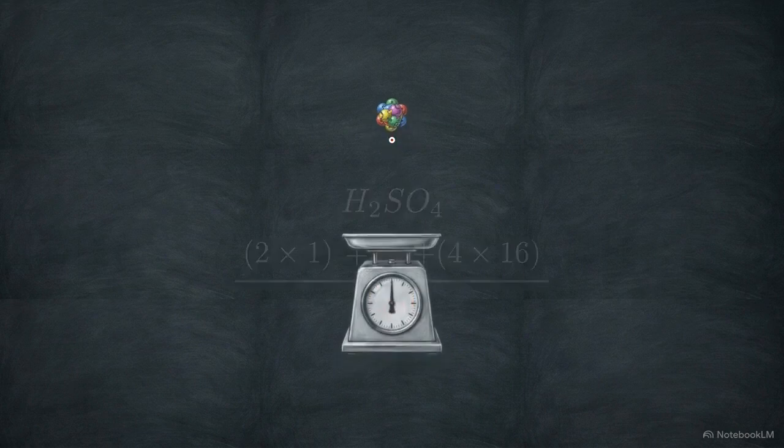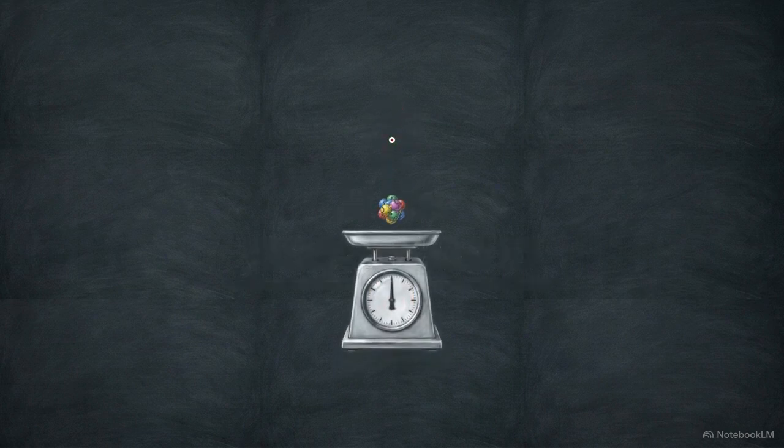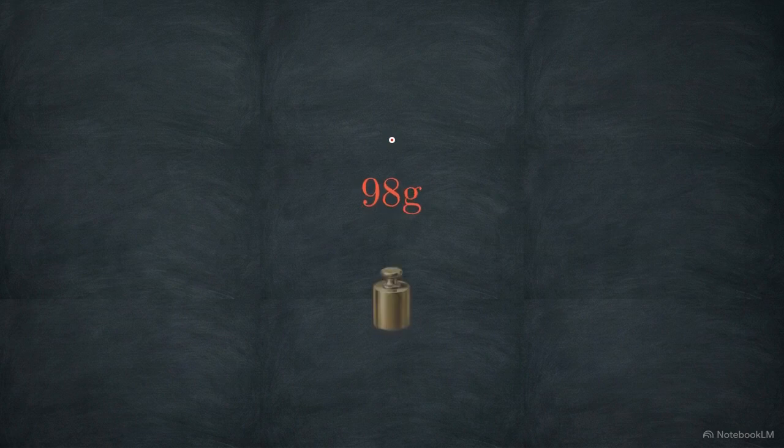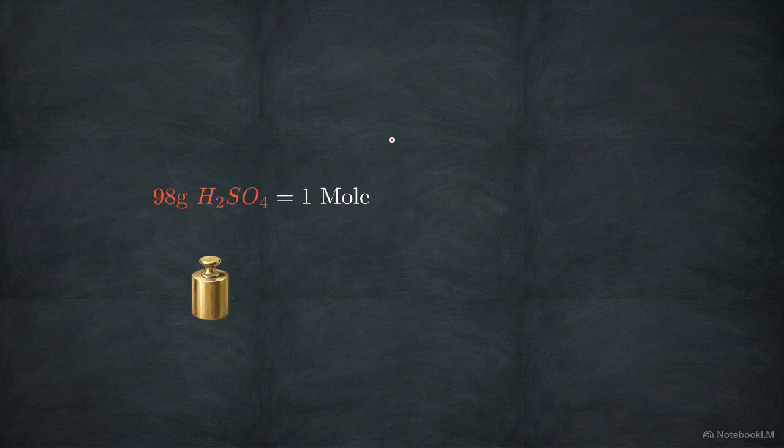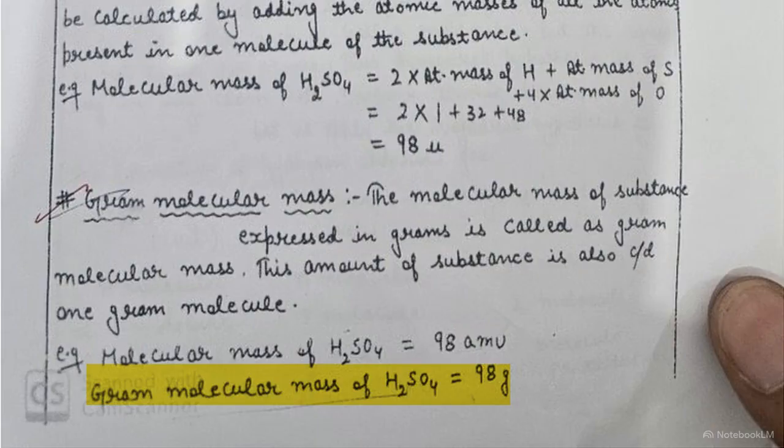Since a single molecule is too small to weigh on lab scales, we use the mole. By expressing that 98 in grams, we get the gram molecular mass. 98 grams of sulfuric acid equals 1 mole, containing 6.022 times 10 to the 23rd molecules. The mole lets us take theoretical atomic weights and weigh exact quantities on a physical scale.